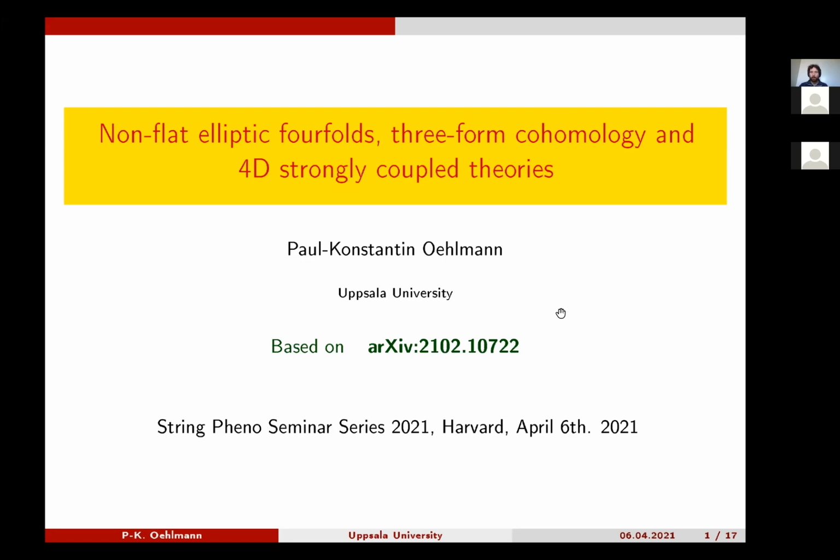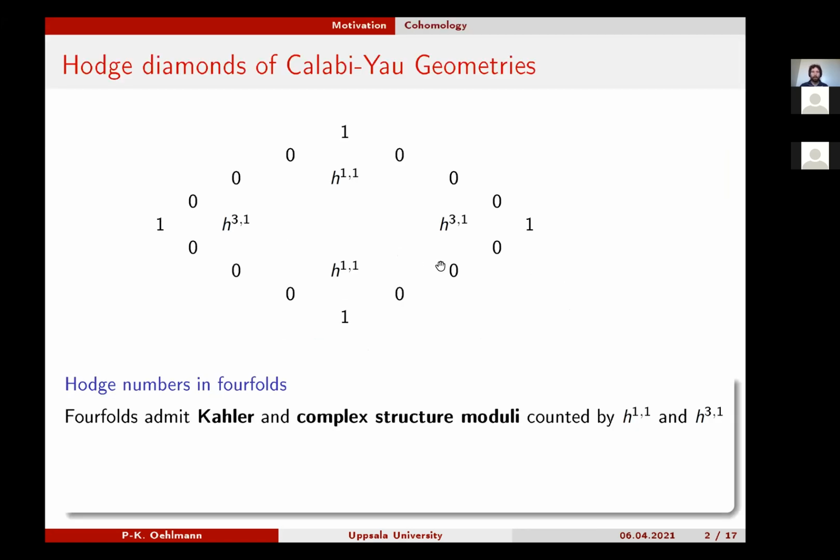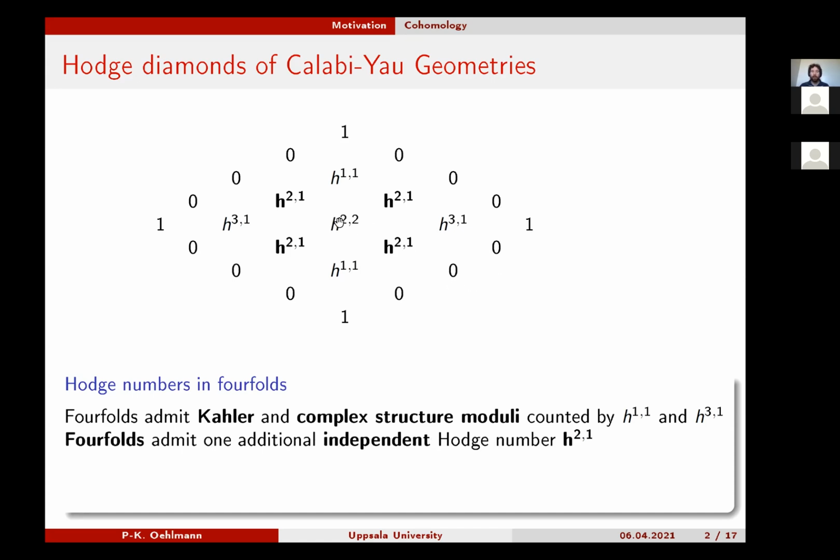The focus of this paper is essentially certain cohomology contributions of specific Calabi-Yau fourfolds. So let me start with the Hodge diamond of a Calabi-Yau fourfold. Such a Hodge diamond, of course, admits familiar contributions that you also know from a Calabi-Yau threefold, namely the scalar moduli and the complex structure moduli that you have here. But as opposed to a Calabi-Yau threefold, there's also a new contribution, namely this H21, this threeform cohomology, which is neither scalar nor complex structure. So this is really a new contribution. H22 is actually not an independent one.